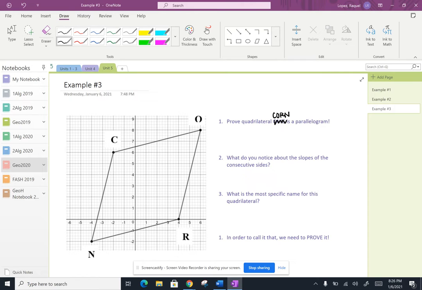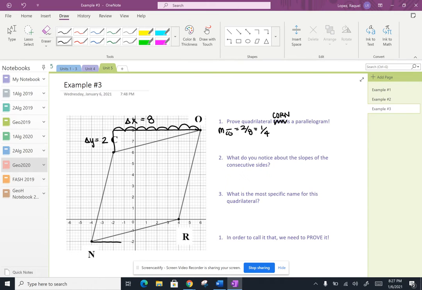Okay, so let's prove quadrilateral corn is a parallelogram. And remember, to show that, we want to prove that the opposite sides are parallel. So in order to do that, I'm going to need to find my change in y and my change in x. So let's see, CO. My change in y is going to be 2, and my change in x, I'm going to need to count that out. 1, 2, 3, 4, 5, 6, 7, 8. My change in x is 8. So my slope of segment CO is going to be 2 over 8. Or if we're trying to simplify that, that turns into 1/4.